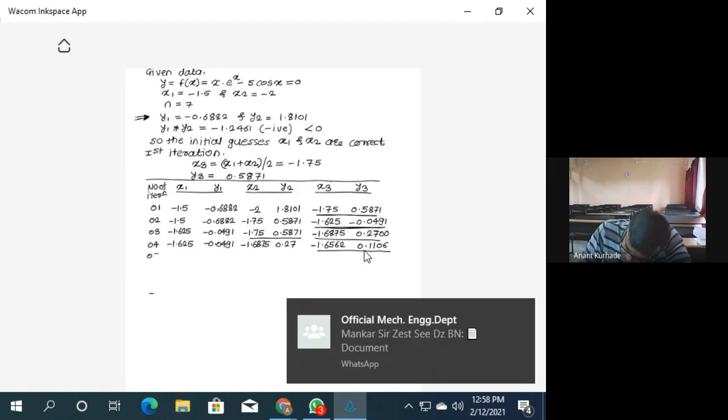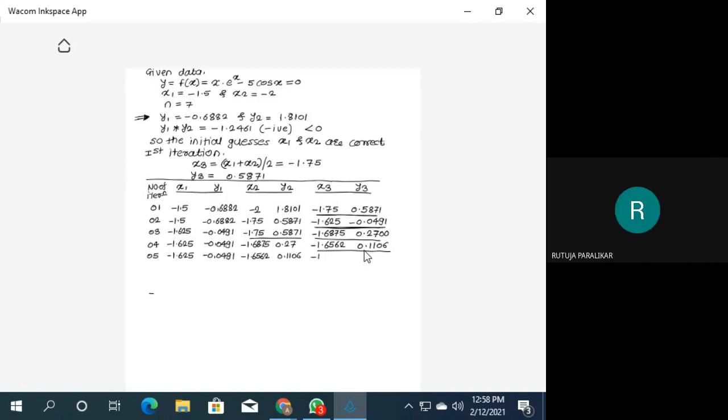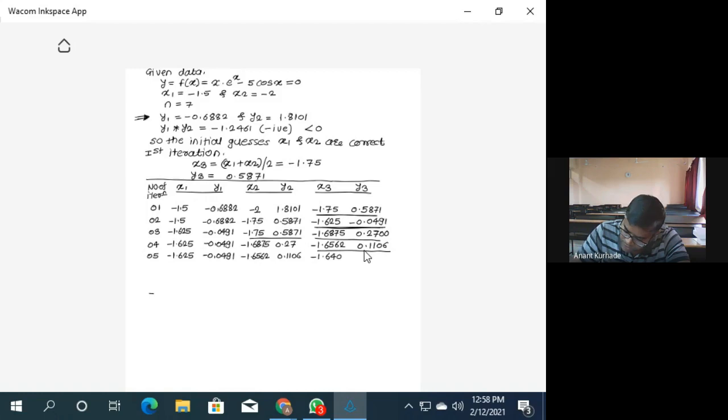Again, go for the next iteration. Now again shift plus to plus. So here again shift pair number 3 with pair number 2. So it is minus 1.6562 and here 0.1106. First pair, keep it as it is, minus 1.625 and minus 0.0491. Now calculate x3 after the fifth iteration. What is x3? Minus 1.6406. Calculate y3 first. Plus or minus?